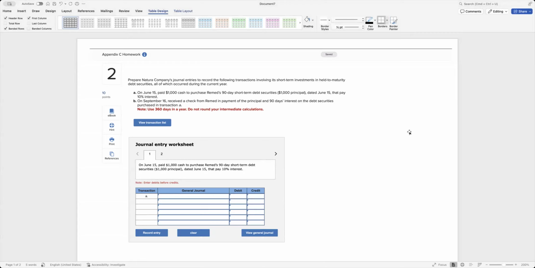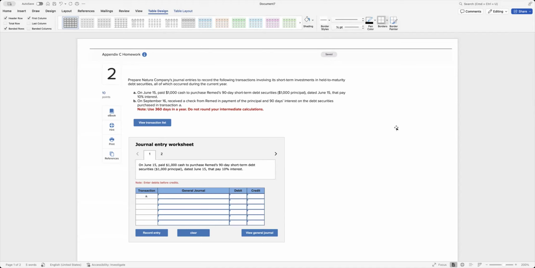Question 2 reads, prepare Natura Company's journal entries to record the following transactions involving its short-term investments in held-to-maturity debt securities, all of which occurred during the current year. A, on June 15th, paid $1,000 cash to purchase Remed's 90-day short-term debt securities, $1,000 principal dated June 15th that pay 10% interest. And then on September 16th, that same year, received a check from Remed in payment of the principal, so in payment of the $1,000, and 90 days interest.